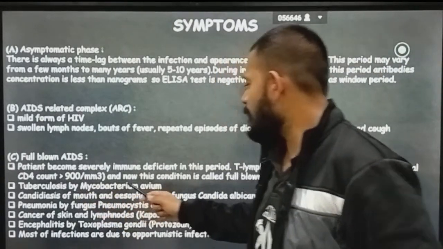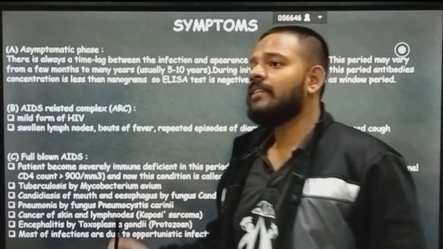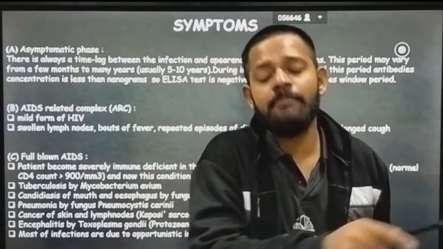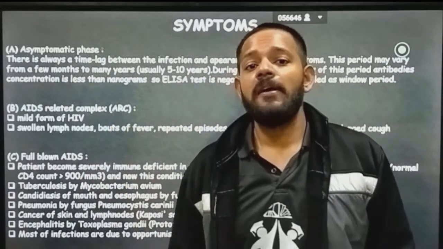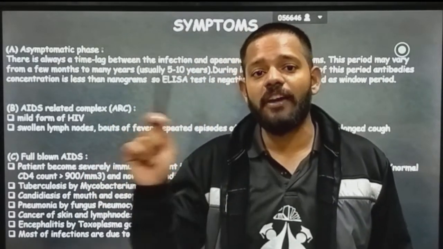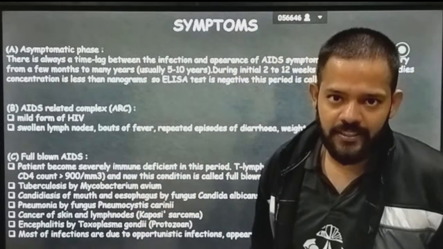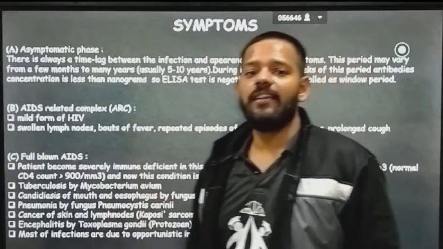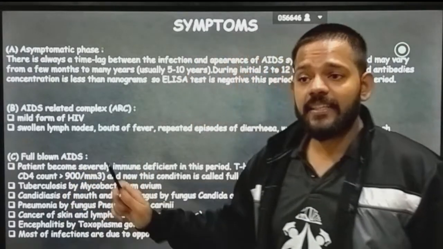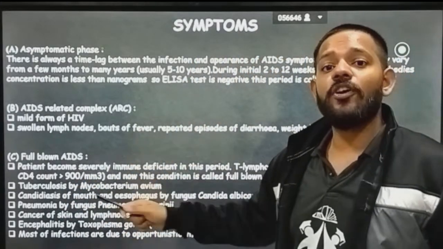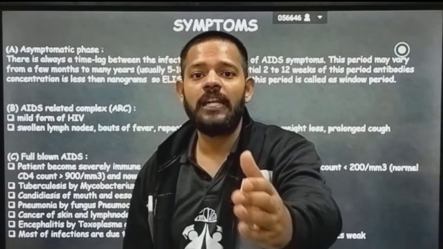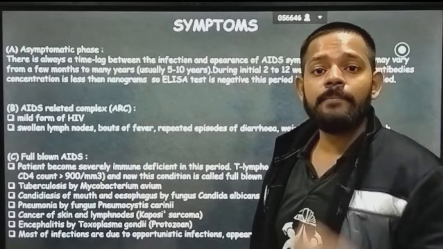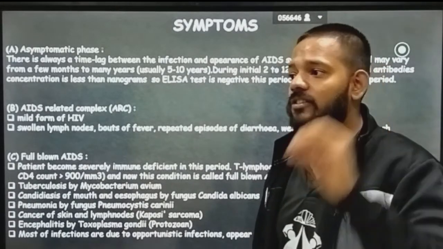Tuberculosis by Mycobacterium avium can infect. See, there are two species of Mycobacterium which cause tuberculosis: Mycobacterium avium and Mycobacterium tuberculosis. Mycobacterium tuberculosis is very dangerous, but this one is not dangerous. It is easily cured, or it does not even infect the lungs. But in AIDS your immune system is so collapsed that this type of bacteria infects your body, makes disease inside your body and even causes death.